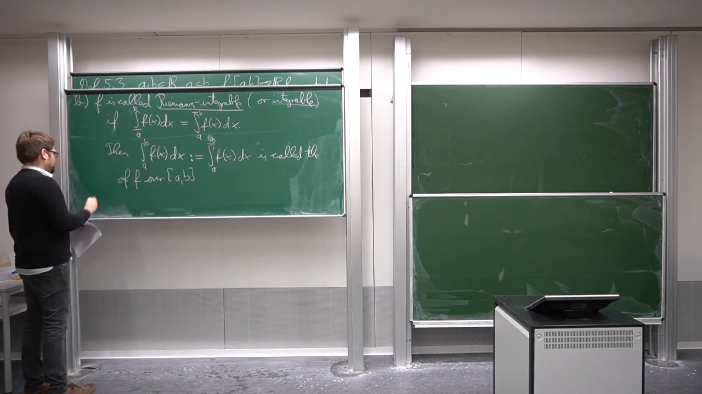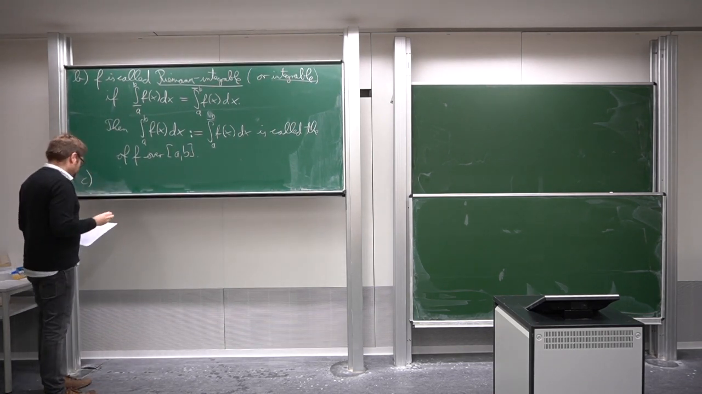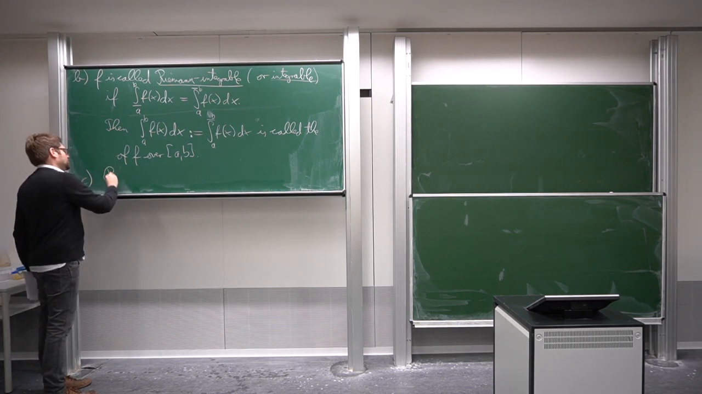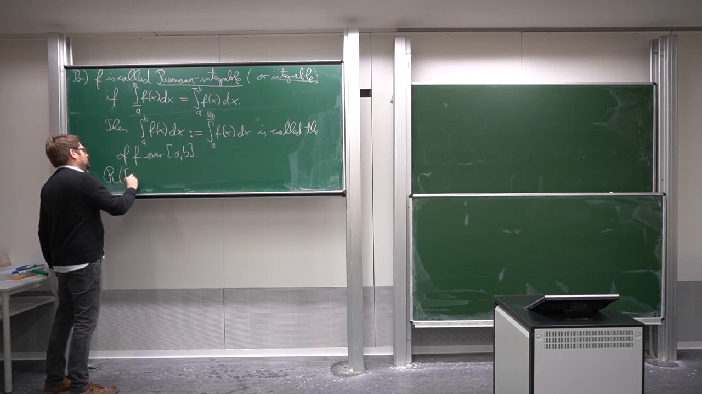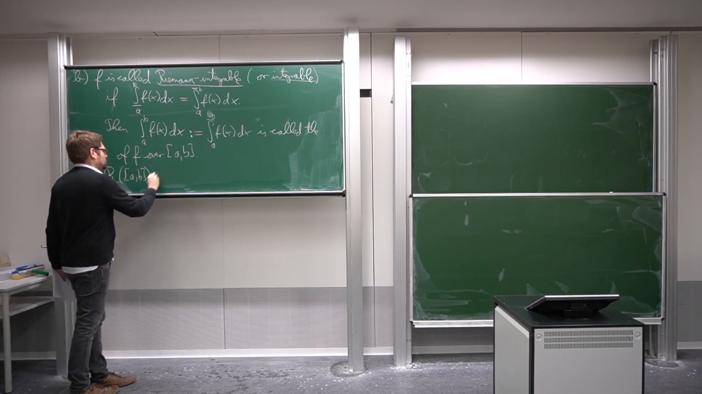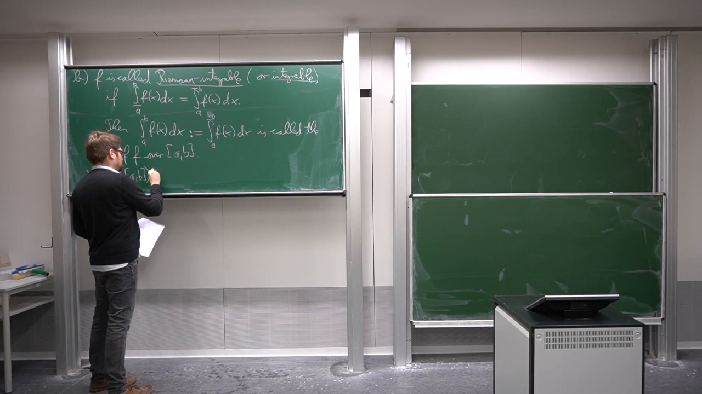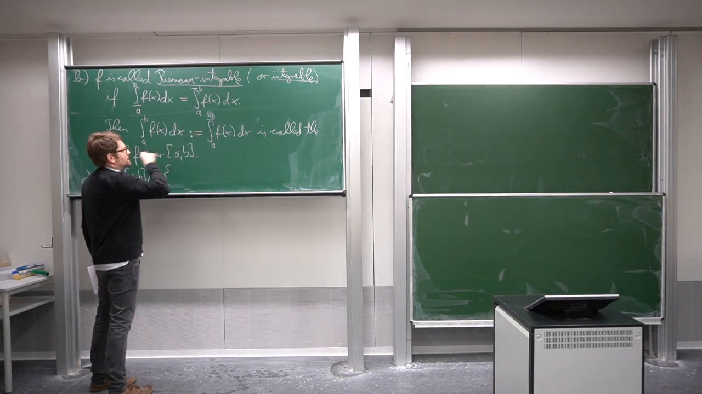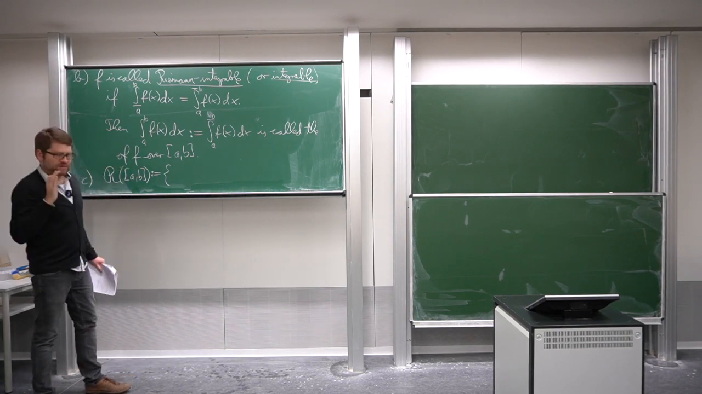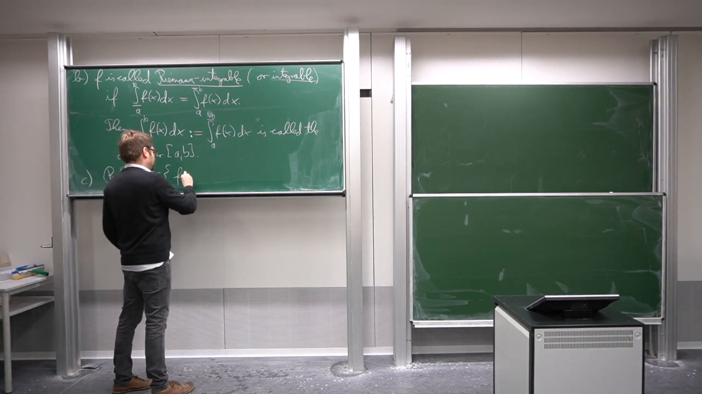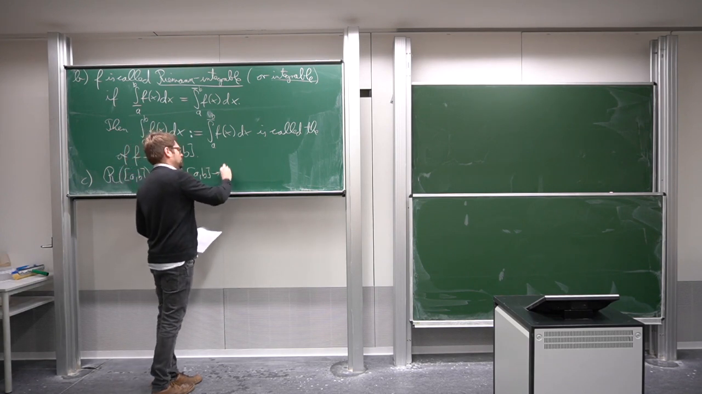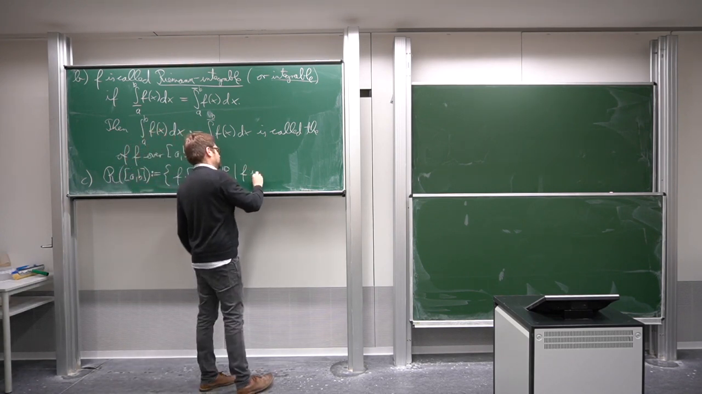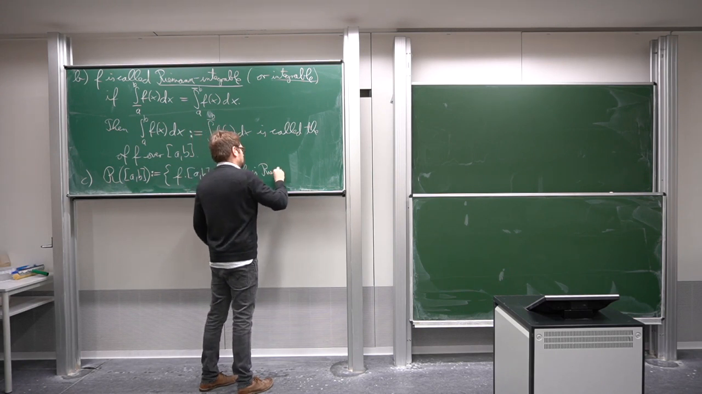Okay, that's just the definition. Just to save some notation, let me denote by curly R, an R like Riemann, of [a,b] all the Riemann integrable functions. And keep in mind, by assumption f is bounded, so every Riemann integrable function is bounded. So R of [a,b] is the set of all f from [a,b] to R such that f is Riemann integrable.